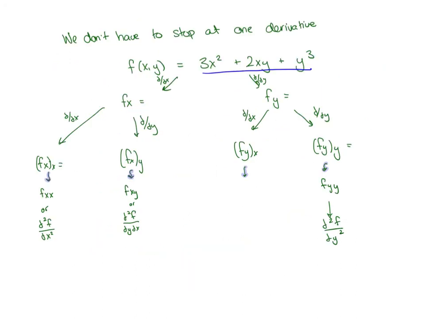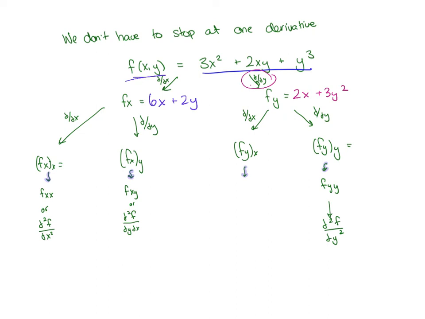Once we take the partial derivative of a function, we get back a new function. So then I can take the derivative of that function too. All right, we don't have to stop at just one derivative. So let's kind of see what that looks like. So if I start with my f of x and y, I can take the partial with respect to x. So I get 6x plus 2y. Y cubed is a constant with respect to x. That goes away. Or I can take the partial with respect to y. If I do that, I get 2x plus 3y squared.